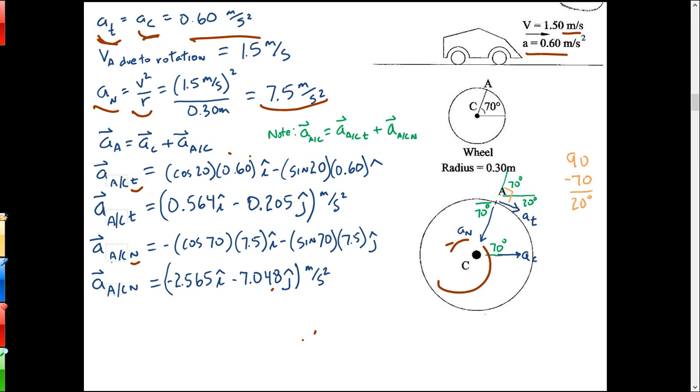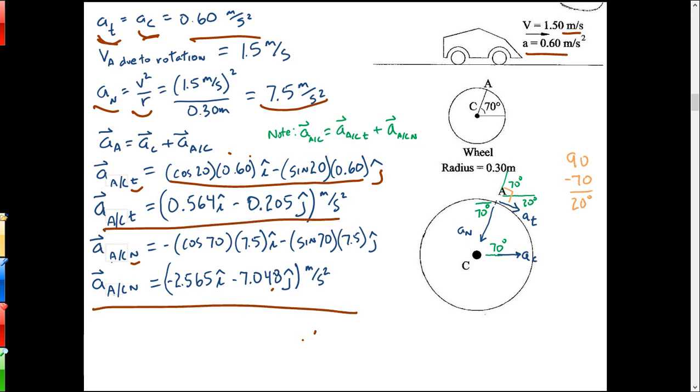So what I'm going to do there is vectorize this relative acceleration of A with respect to C. I've got the tangential, which is tangent to the circle, so that's down right at 20 degrees. And then I've got the normal going from A in towards the center at 70 degrees. So I'm just vectorizing both of them. I've got cosine 20 and sine 20 for the tangential, positive x and negative y. And then cosine 70 and sine 70 for the normal. They're both negatives. So I go ahead and break those two accelerations up into i and j components.